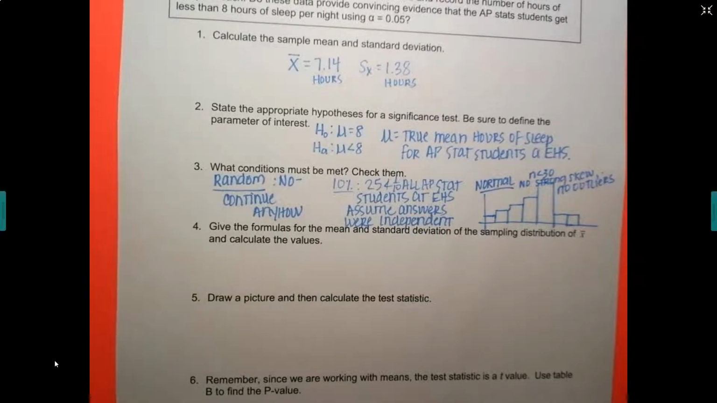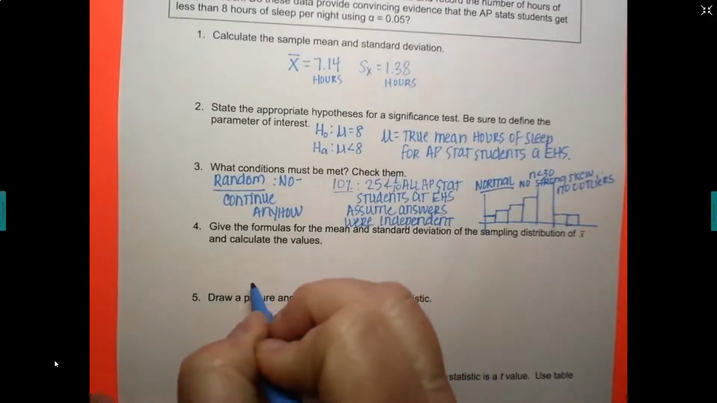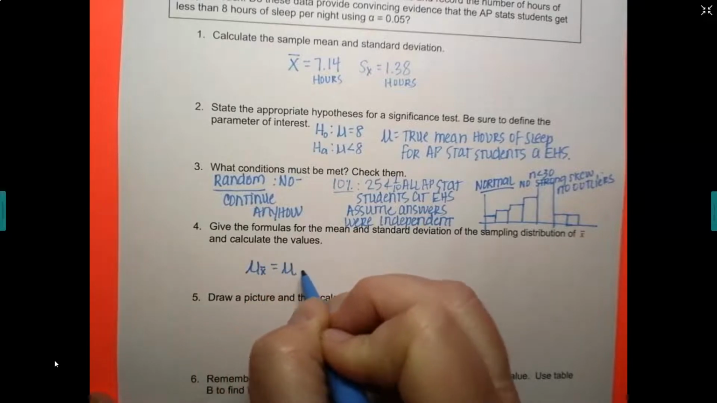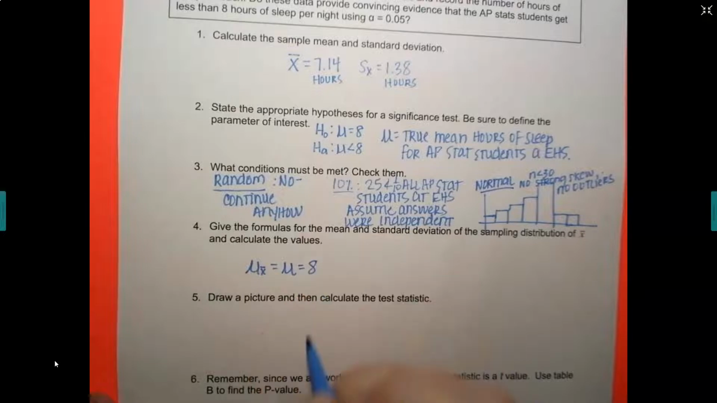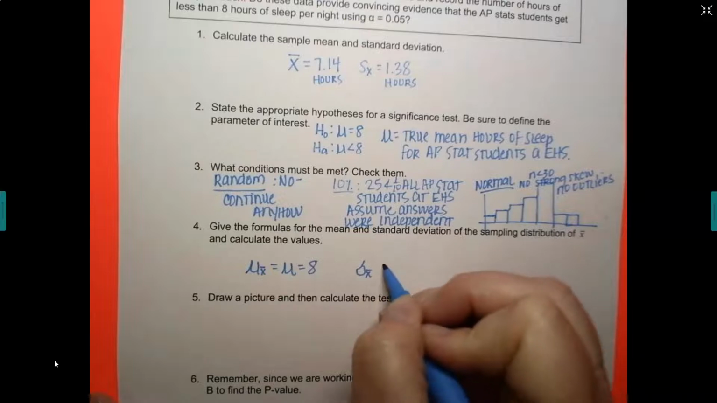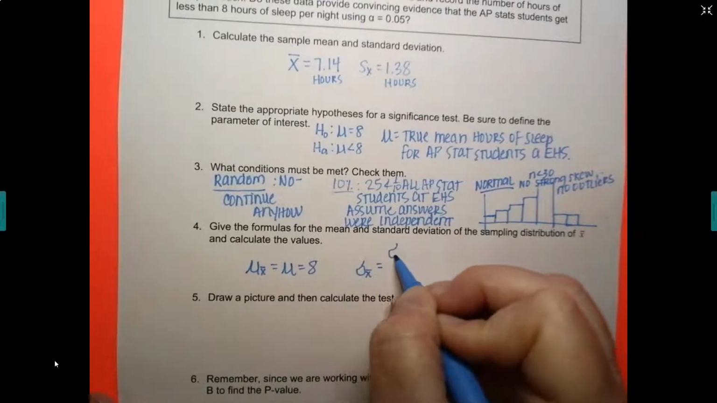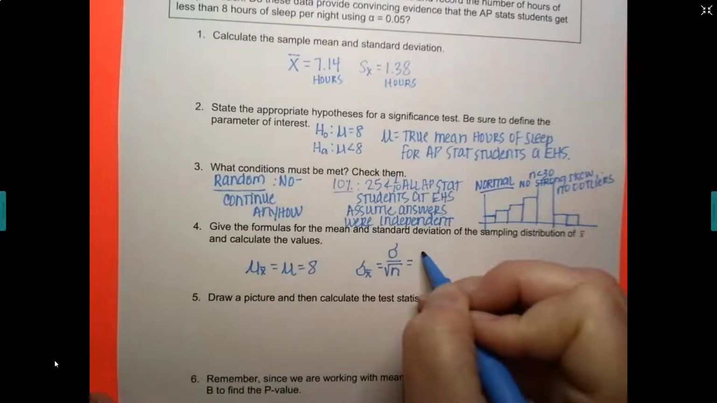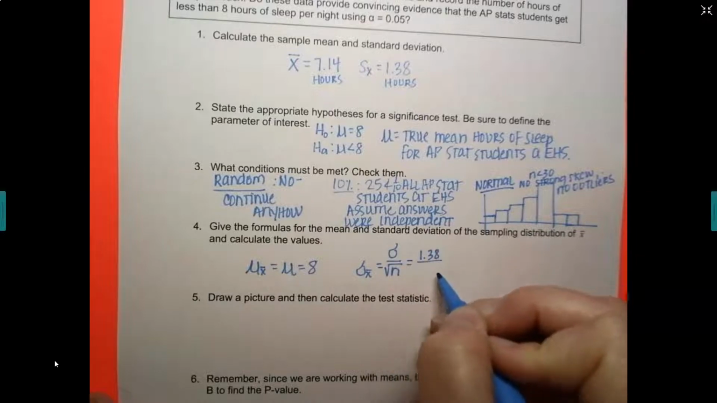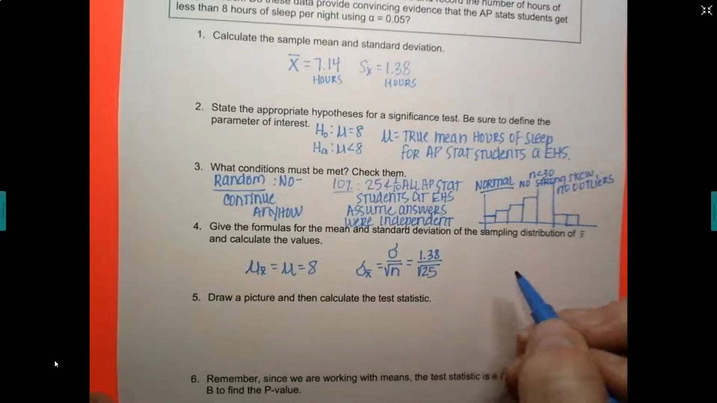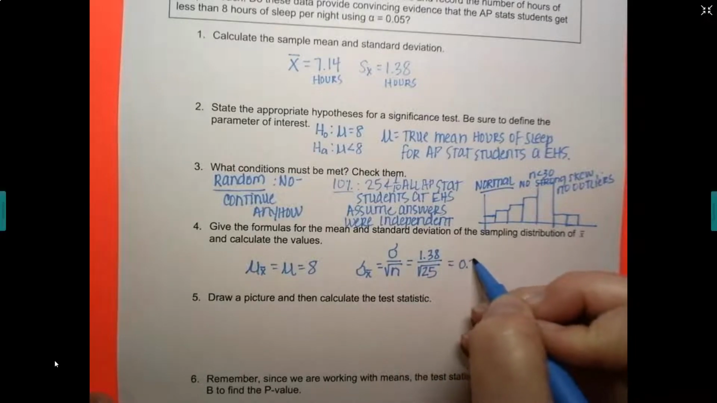Give the formulas for the mean and standard deviation of the sampling distribution of x bar and calculate their values. Well, we've talked about this before. The mean of the sampling distribution is the same as the mean for our claim, which is 8. Okay? The standard deviation of the sampling distribution, because it is a sample, you've got to take your standard deviation and divide by the square root of n. So in this case, we're going to do 1.38 divided by the square root of 25.